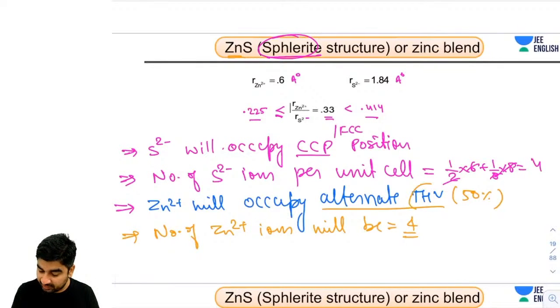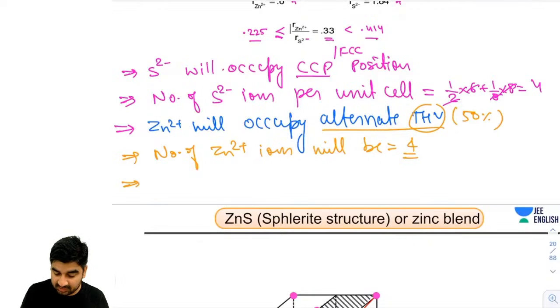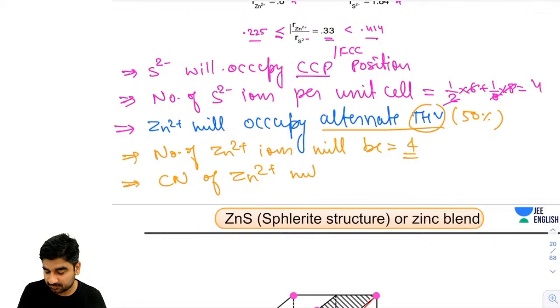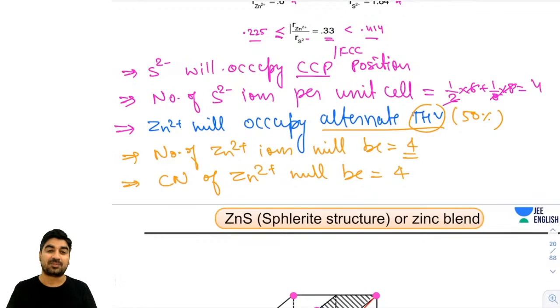Zn2+ ion is occupying tetrahedral voids. So here, guys, I can say the coordination number of Zn2+ will be 4. Why will it be 4? Because it is present in a tetrahedral void.